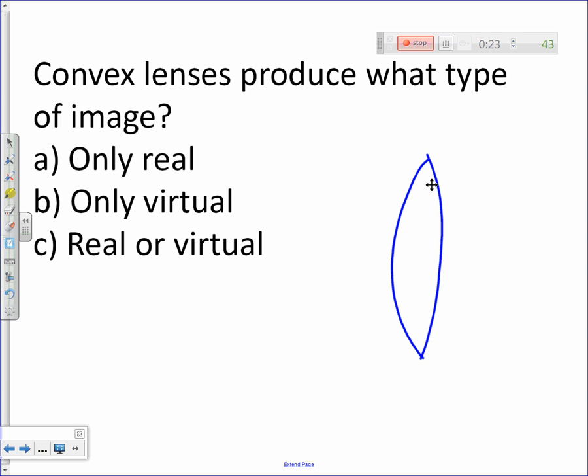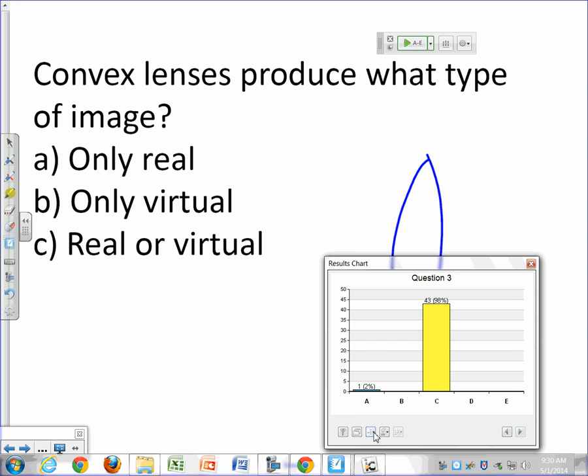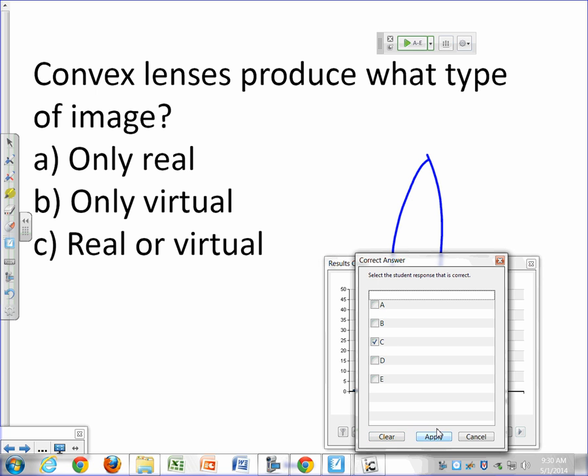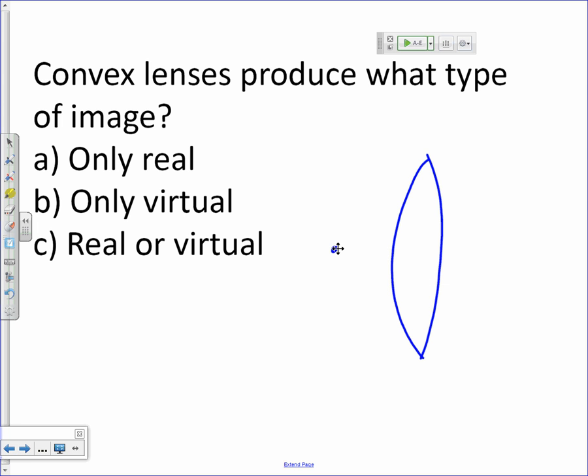Stop at 30 seconds. Very good. Remember, there are a couple scenarios where you can produce a virtual or real image. It's dependent upon the focal length. If your object is outside the focal length, it produces a real image. If your object is inside the focal point, it produces a virtual image.